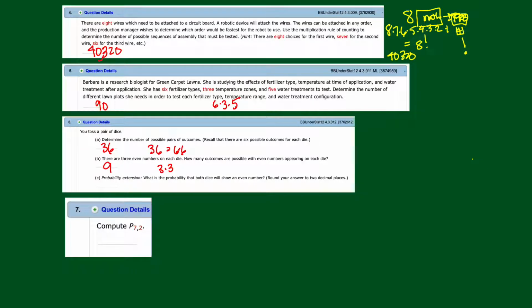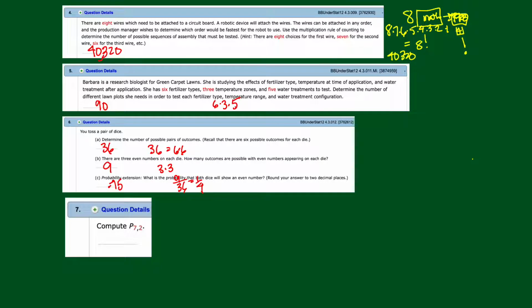And then we're asked a probability extension. Must be hard. Let's see. What's the probability that both dice will show an even number? Now we want a probability. Well, there's 36 possibilities, and you want both dice having an even number. There's 9 ways to do that, so it looks pretty straightforward. I think it's going to be 9 over 36. So how about 1/4? It says round to 2 decimal places. Okay, that's 1/4, which is 0.75.